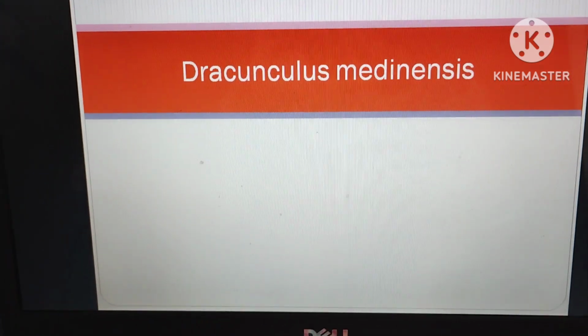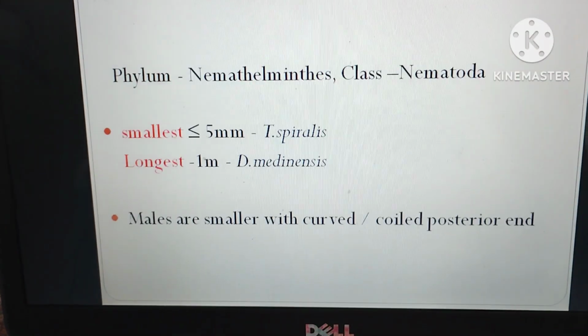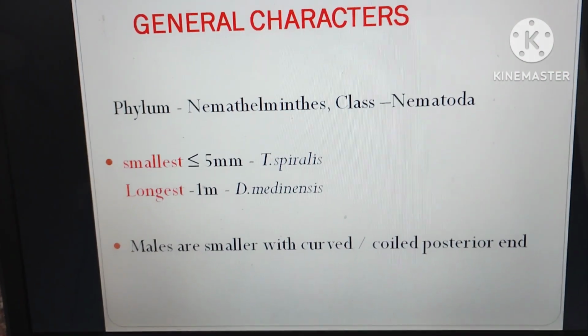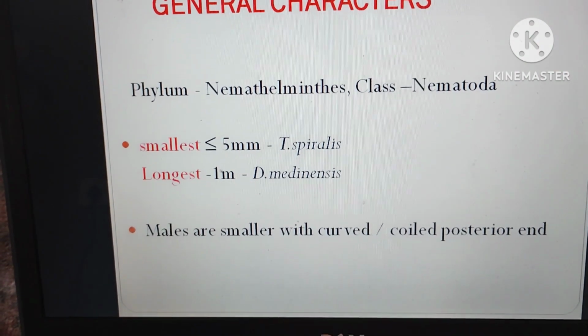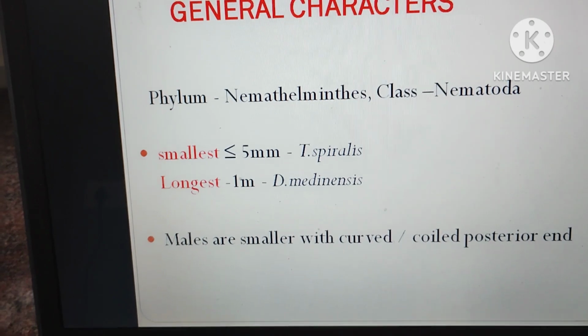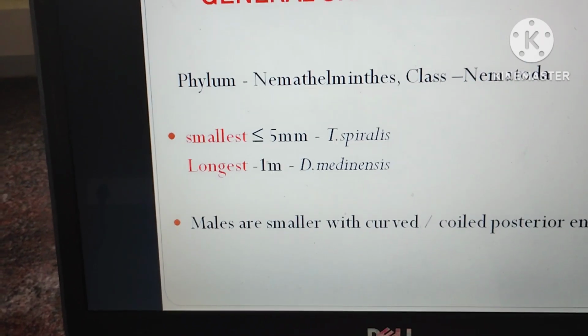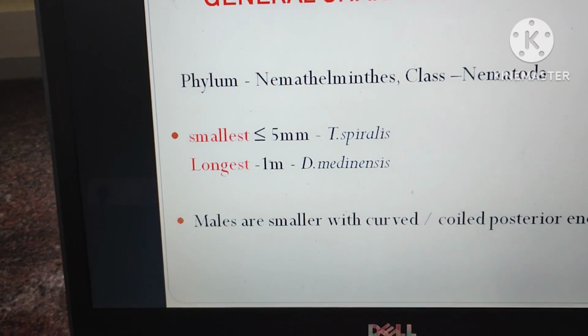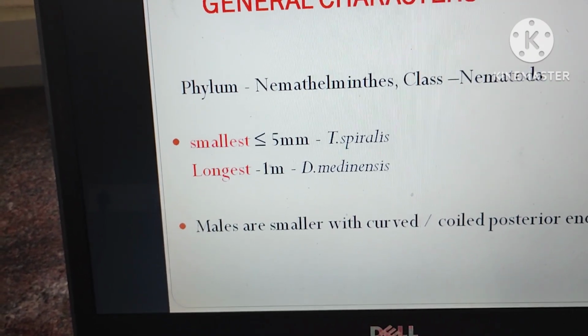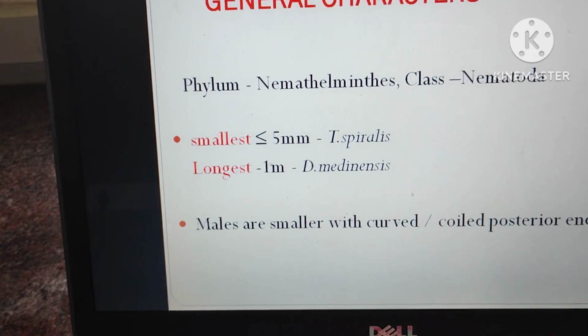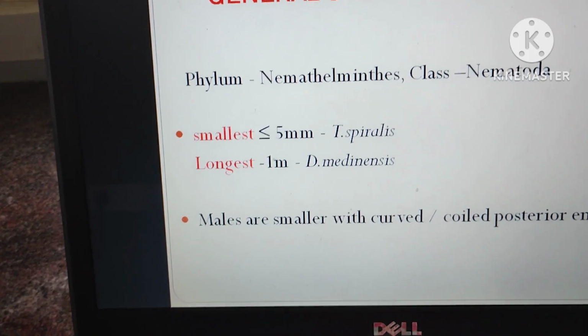Today we will discuss Dracunculus medinensis. It belongs to phylum Nemathelminthes, class Nematoda. It is the longest nematode, which measures about 1 meter, and the smallest nematode is Trichinella spiralis. Trichinella spiralis we will discuss later.